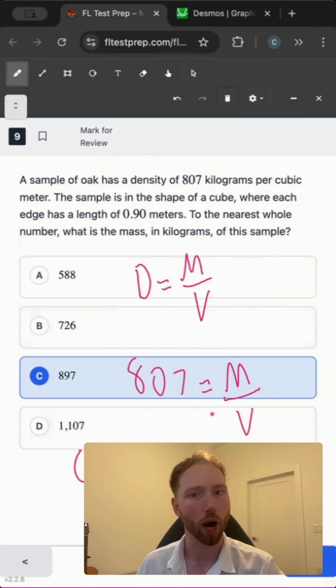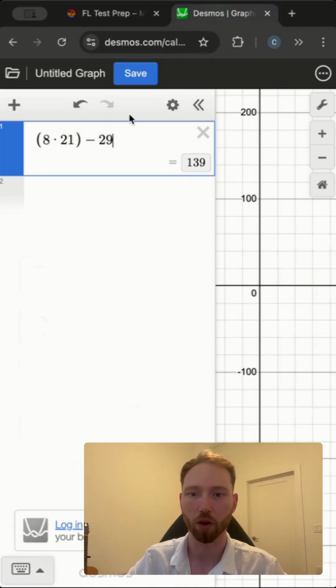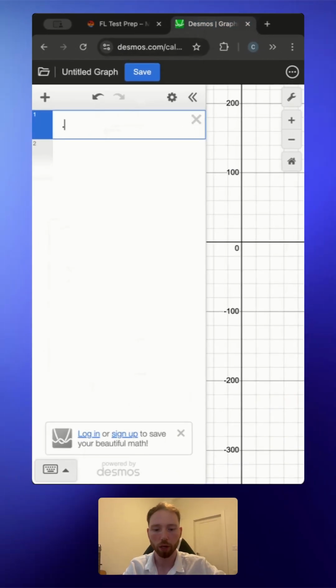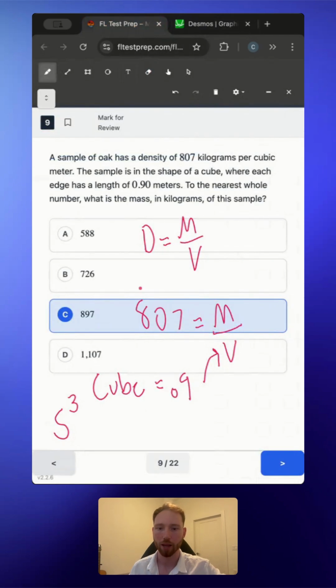So let's think about it. Why a cube? Why did they give us a side length? Well, I know with one side length, I'm able to find the volume of a cube, because a cube's volume is just the side cubed. So all I need to do is 0.9 cubed to find the volume. Let's go ahead and do that. 0.9 to the power of 3 is 0.729, and that's going to be the volume for this cube.